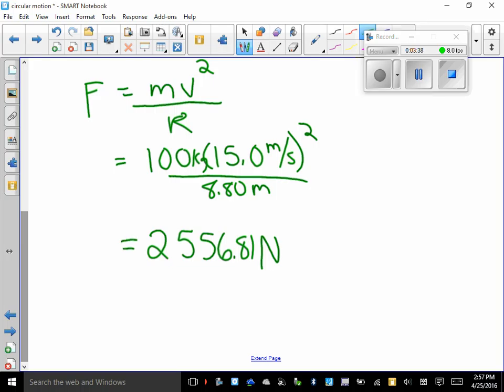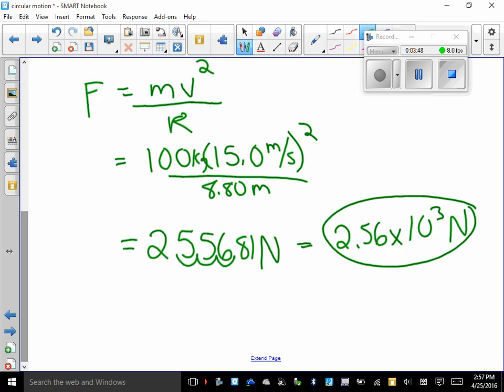In significant digits, that'd be 2.56 times 10 to the 3 newtons. And now we're going to compare that centripetal force to the force of gravity.